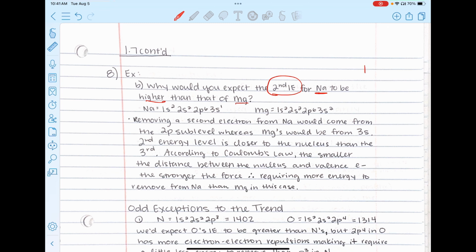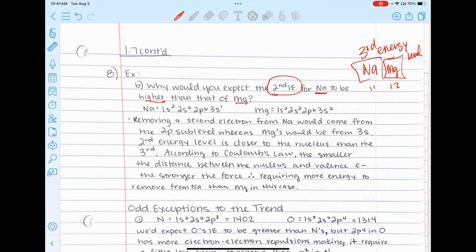On the periodic table, sodium is located right next door to magnesium, side by side. They're in the same energy level. They're both in the third energy level. Just for reference, sodium has 11 protons, magnesium has 12. All right, so given what we know, let's have a look here.